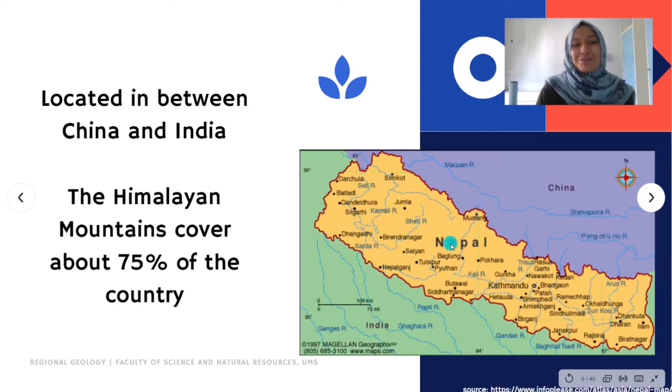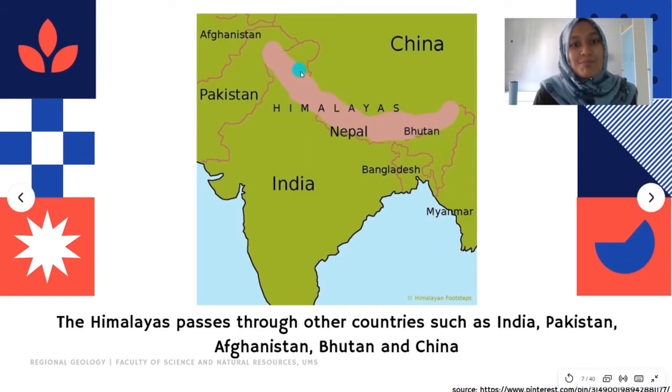Okay, so the country of Nepal is located in between India and China, and the Himalaya mountains cover about 75% of the country, and by 75%, I mean really much all of it. So if you see right here, in brown on the map, that's the Himalayan mountain ranges, and it covers completely Nepal. And if you see right here, the Himalayas passes through other countries such as India, Pakistan, Afghanistan, Bhutan, and China, as you can see in the map in this diagram.